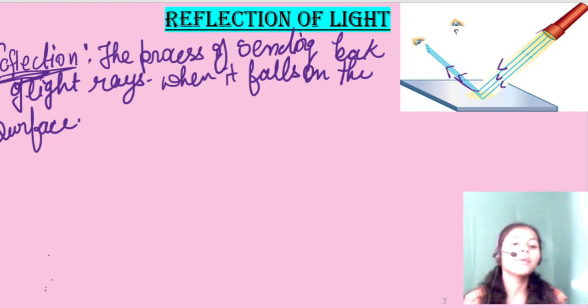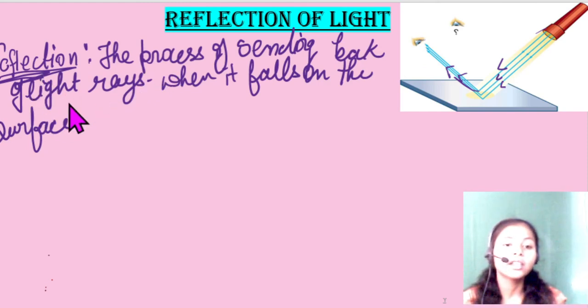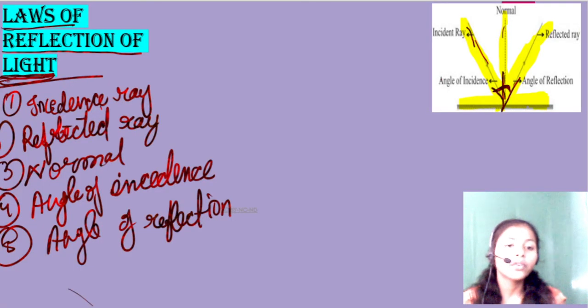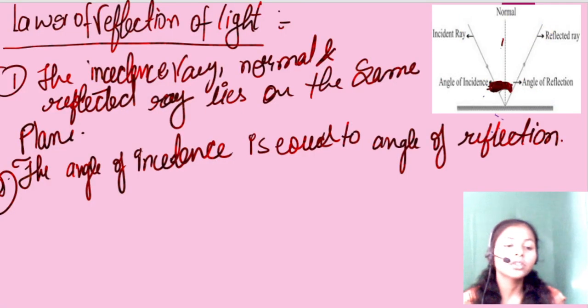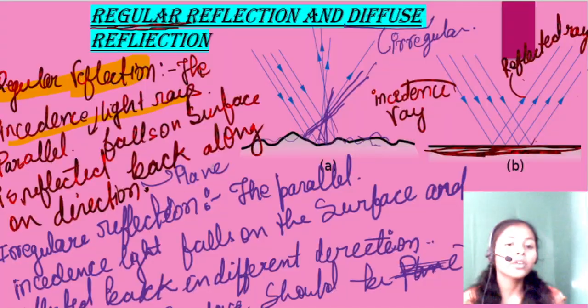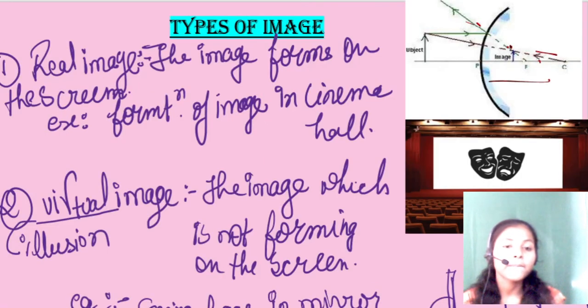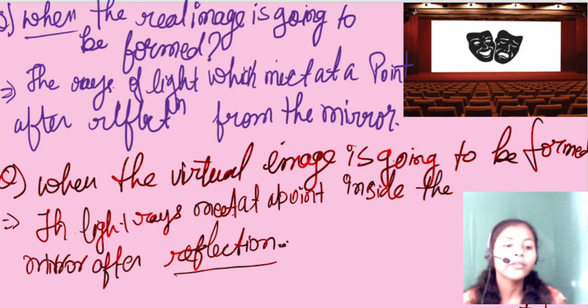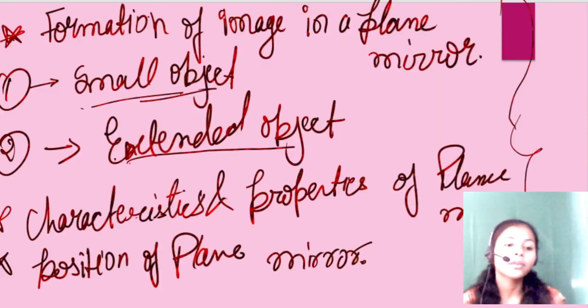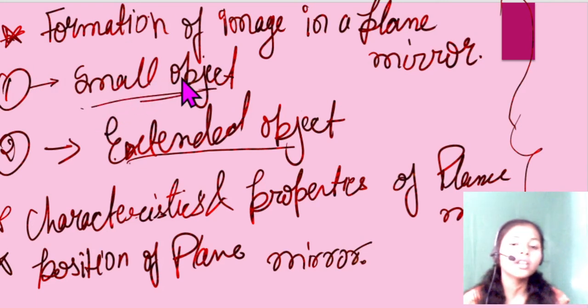And then after that we read about the reflection of light. Then we read the laws of reflection of light. Further we discussed regular reflection and diffuse reflection. Then image and object, then the types of image. Up to here we have read in this class, and we have also read about the formation of the image and when we can identify which image is formed. And the remaining topics we will cover in the next lecture.